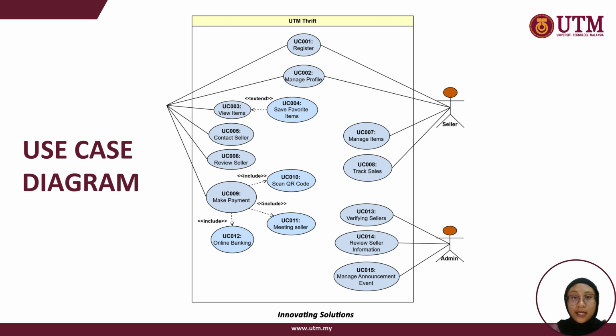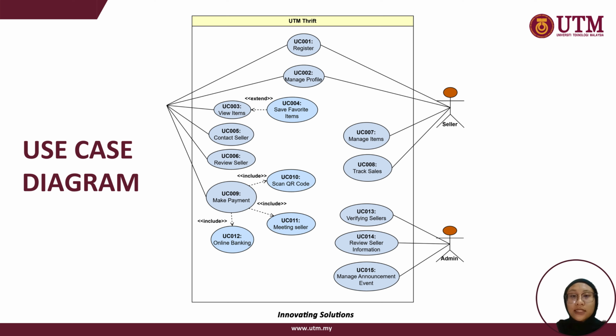This is the use case diagram for UTMThrift, which outlines the main interactions between users and the system. So there are three main actors. First, the buyer, who can browse and search for items, chat with sellers, add to wish list, and make payments using various methods like QR code or online banking.